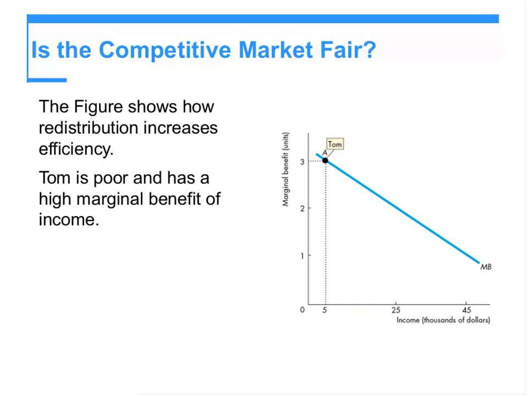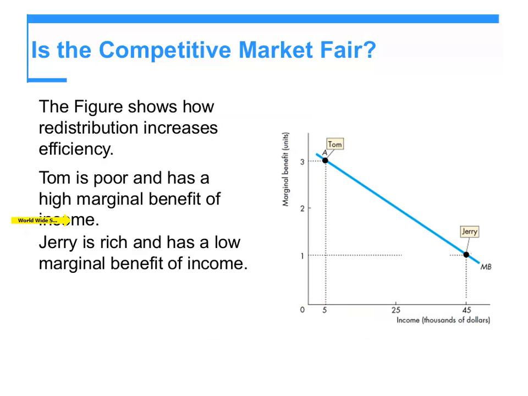Look at here, the figure shows the redistribution increases efficiency. Just imagine Tom. Tom is a poor person, so he can maximum afford 5. This is his actual income, 5,000, okay? And he has a high marginal benefit of income because he is just gaining a little bit, so $1 more for him is more significant than, look at here, Jerry, who is rich. Marginal benefit for Jerry is not really high, it's low, because he already reached a certain level. He is gaining 45,000. So for him, marginal benefit is just 1.